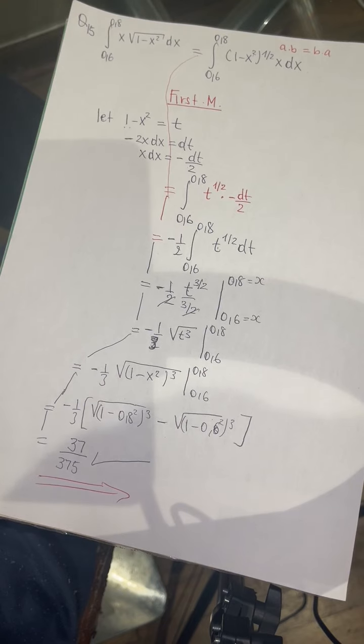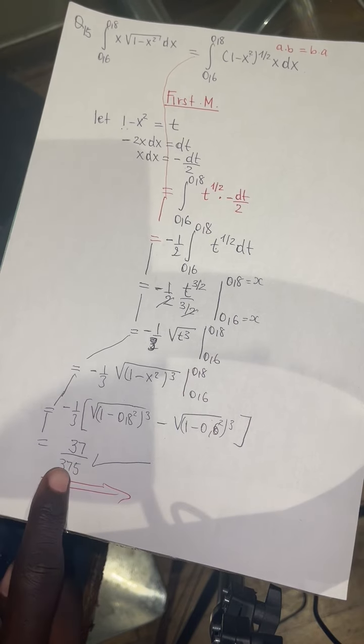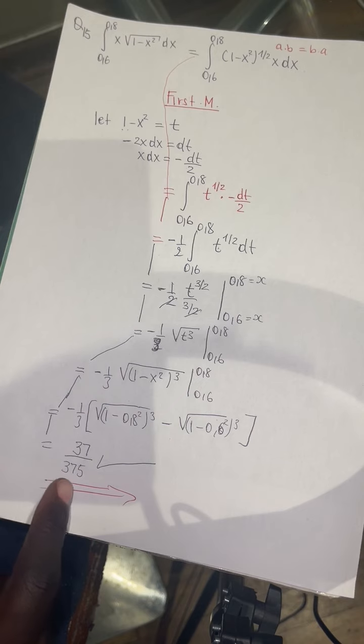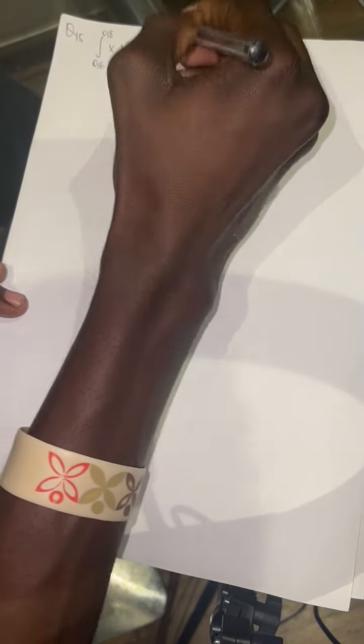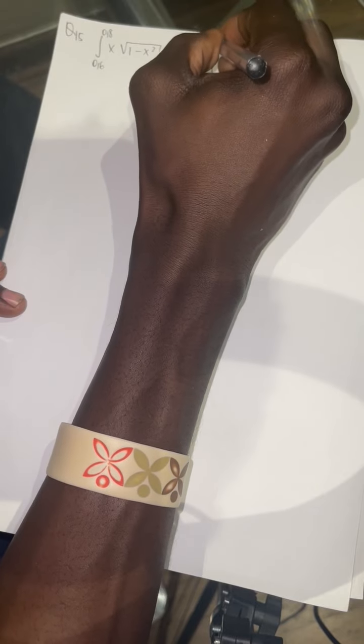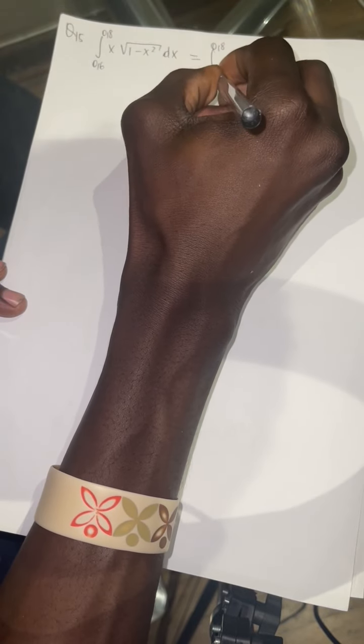This question you can solve in 2 ways. Then let's see. Just memorize this answer, 37 over 375. So let's see if we are going to find it using the second way. The second way and the first one are quite the same. The only difference is that we're just going to do what we call the base change. We're going to change the limit.